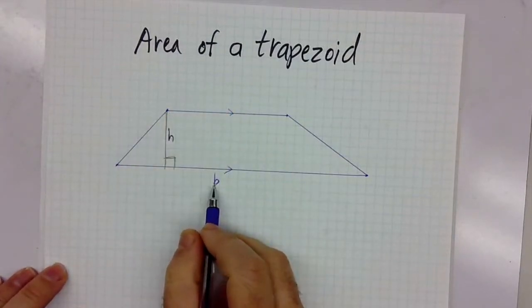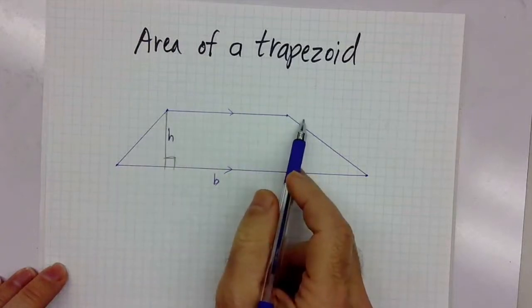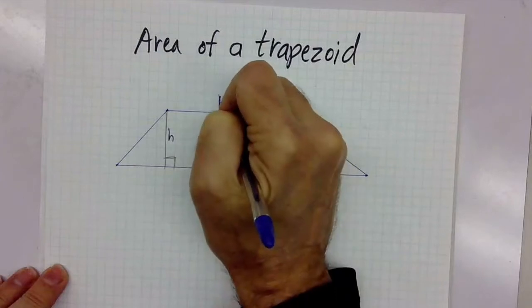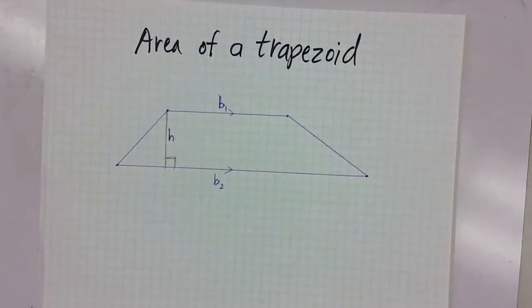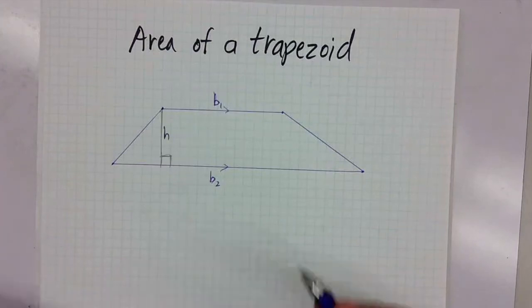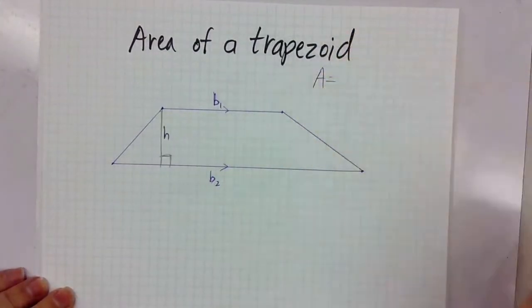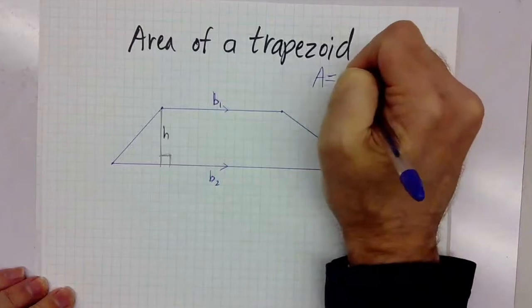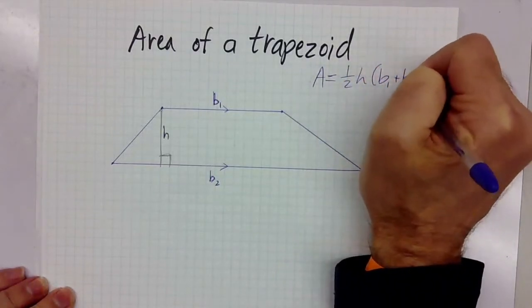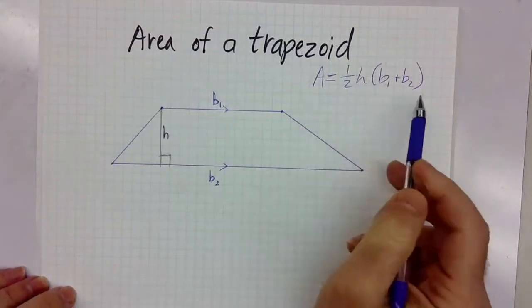Wait. Isn't this a base as well? And the answer is yes, that's a base as well. Let's call this base 1 and base 2. So now we have a problem. We have two bases. So what do? Well, the book gives us this formula. I don't particularly like this formula, and I'll tell you why later, but it says 1/2 of the height times B1 plus B2. The reason I don't like it is because it's not intuitive.